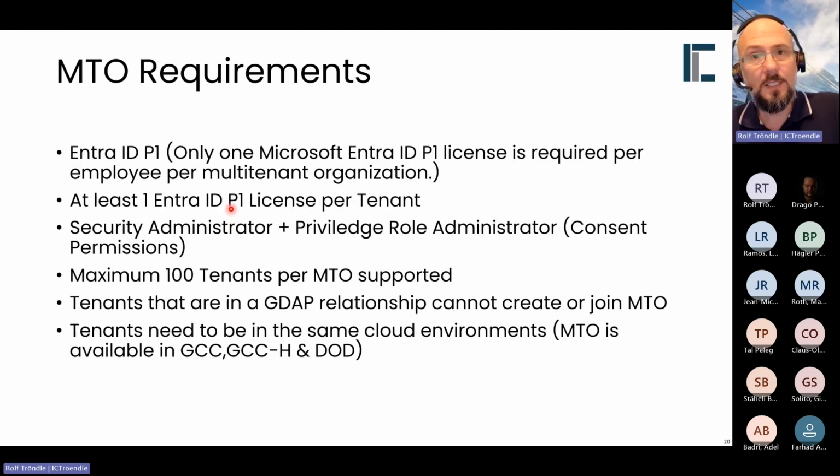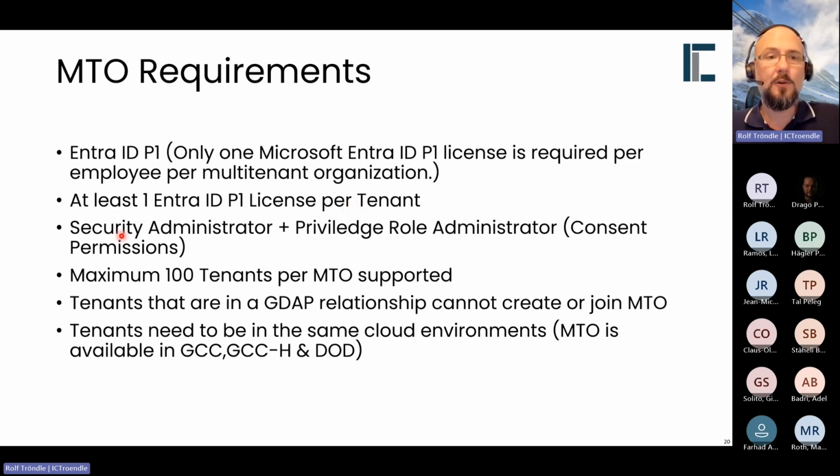So what are the requirements to configure this before we go finally into the configuration part? You need Entra ID P1 as a license, but you need only one Microsoft Entra ID P1 license per employee. It doesn't matter in which tenant you assign the license to the user. You need one per employee per multi-tenant organization, but you need at least one Entra ID P1 license per tenant. So you can have all licenses in one tenant and only one in the other tenant. You need one because the Entra ID will be upgraded to the P1 features, and B2B synchronization, for example, is a P1 feature. Therefore, at least one license is needed to upgrade the tenant functionality to P1 functionality mode.